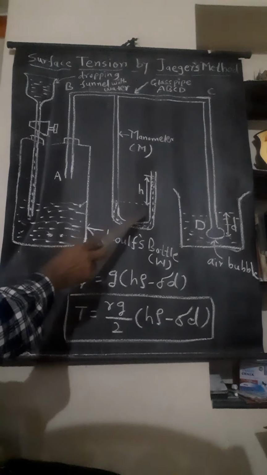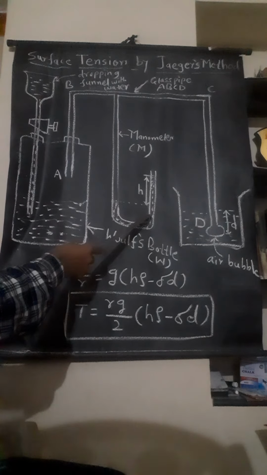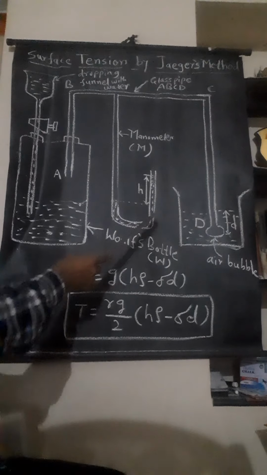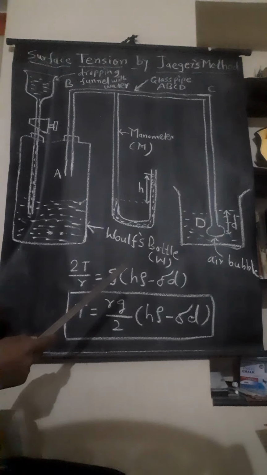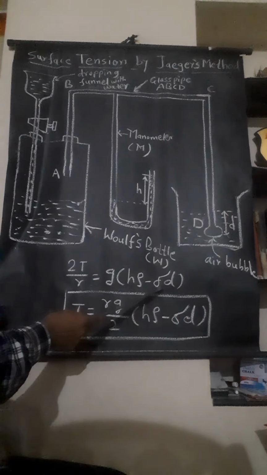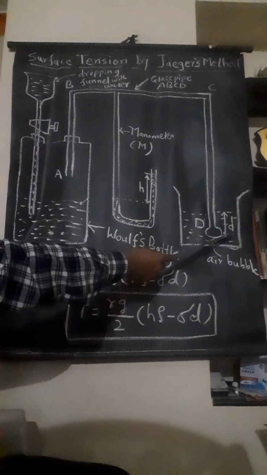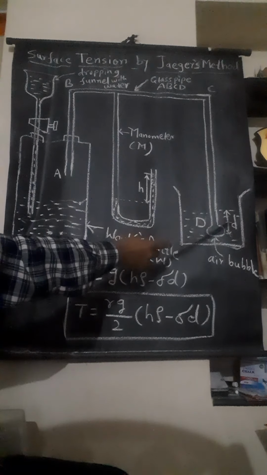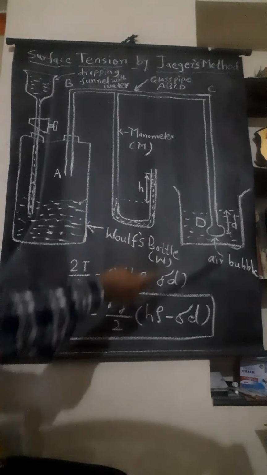Here rho is the density of this manometric liquid, and P is the atmospheric pressure, and sigma is the density of this experimental liquid. Small d is the depth of the free end of this capillary below the free surface of the liquid.